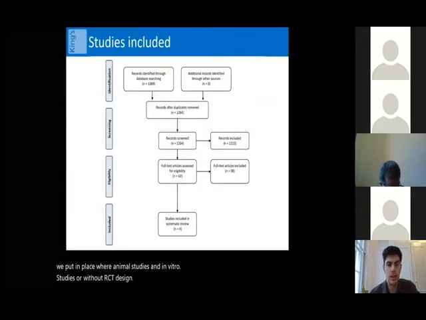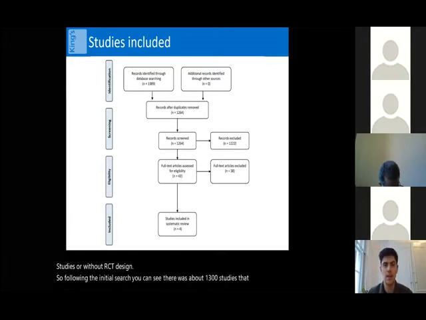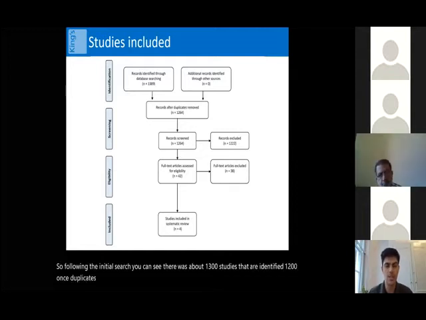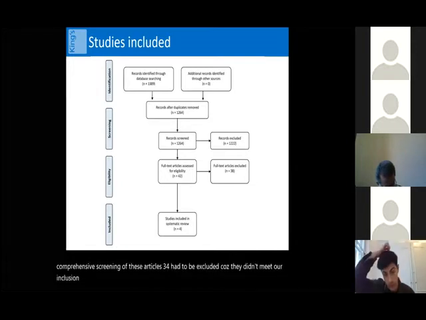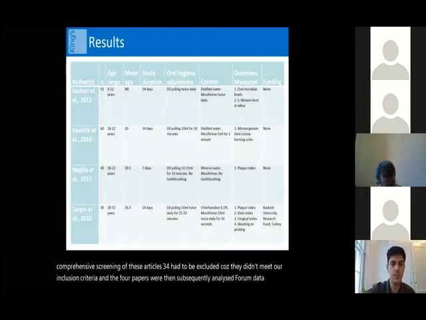Following the initial search, you can see there were about 1,300 studies identified, and 1,200 once duplicates were removed. We considered 38 studies to be potentially eligible, but after comprehensive screening of these articles, 34 had to be excluded because they didn't meet our inclusion criteria. The 4 papers were then subsequently analysed for data extraction. So these are the 4 studies here.